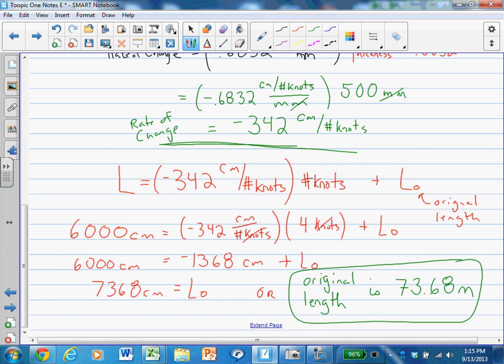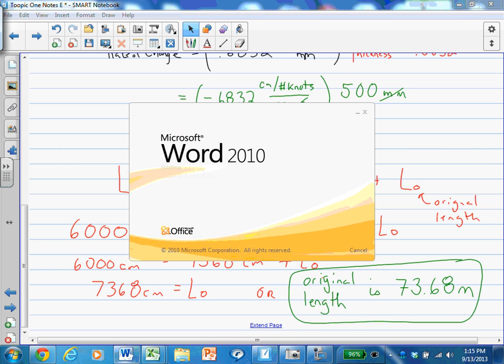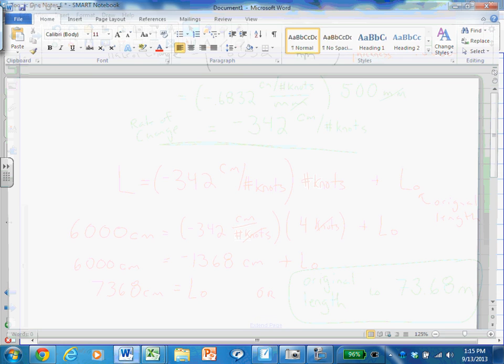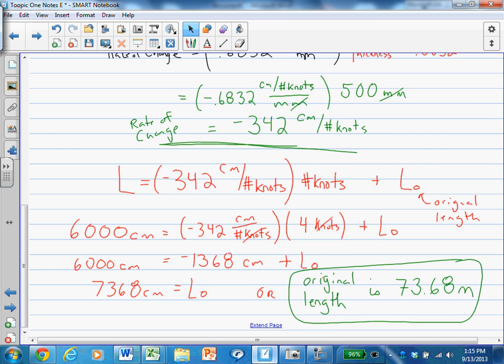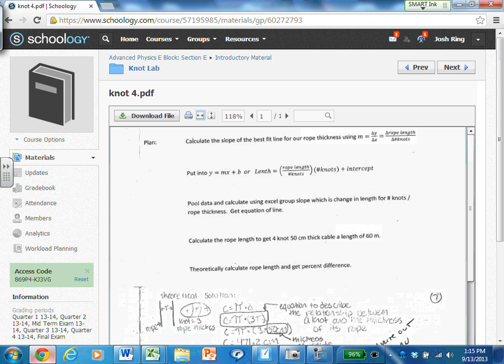so this is the next part of your plan. Oops, I didn't want to click that. No big deal. The next part of your plan is this: theoretically calculate the rope length and get percent difference. It should really say percent error, because the difference is like you do something and I do something.